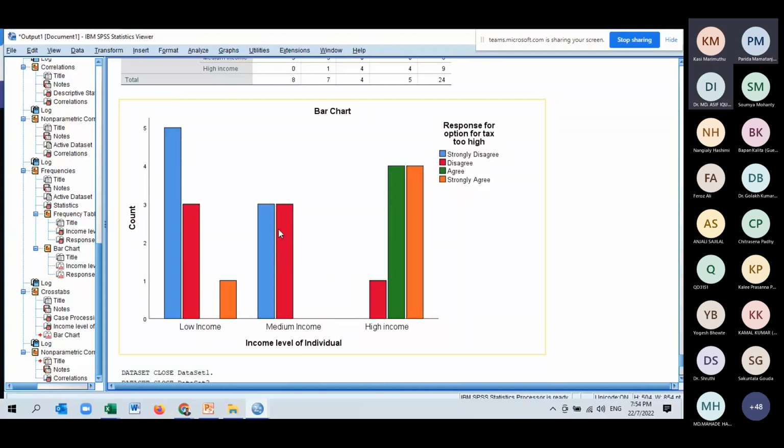Actually, it is medium income, ma'am. This is the median one, the medium income. It will be coming under medium. This is a medium income, ma'am. This is the high income group. This is low income. Okay, okay, sir.